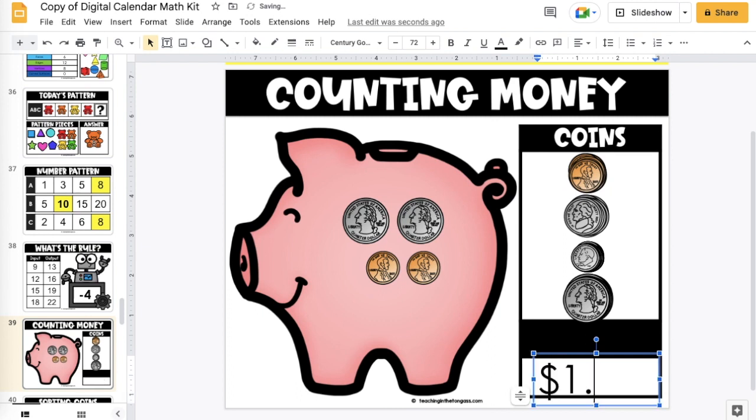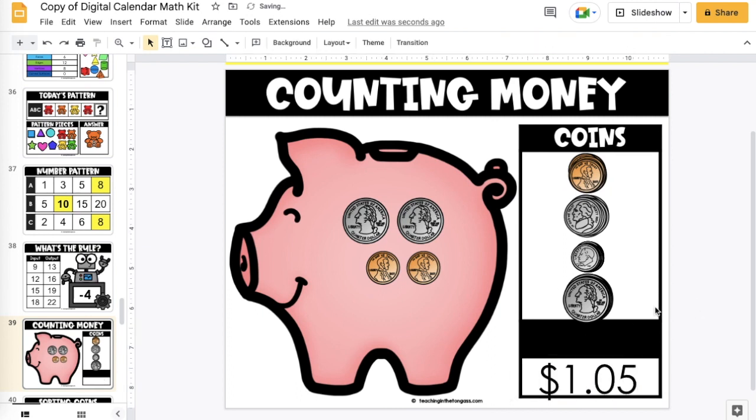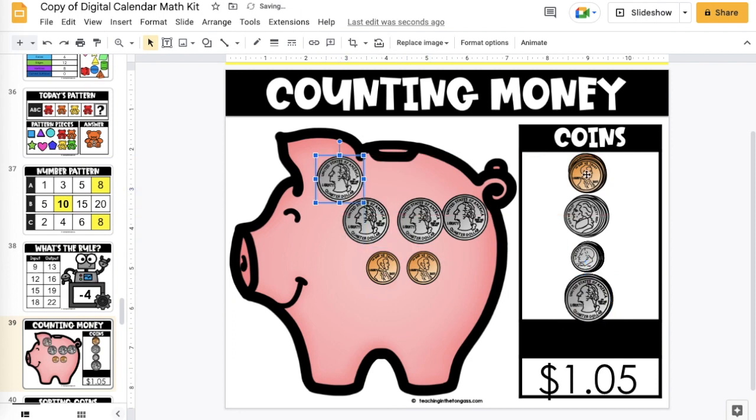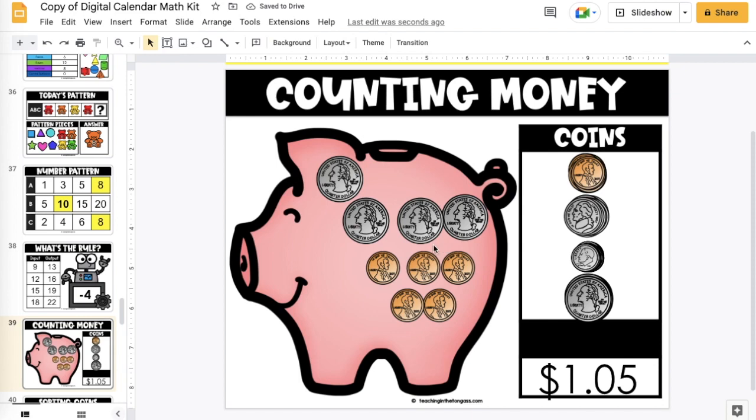Now I'm going to go ahead and change this to $1.05, and let's see how much we need to add. So that makes 75. Now I have 4 quarters, that's $1. We only have 2 pennies. We need some more. 3, 4, 5. Now I have $1.05.